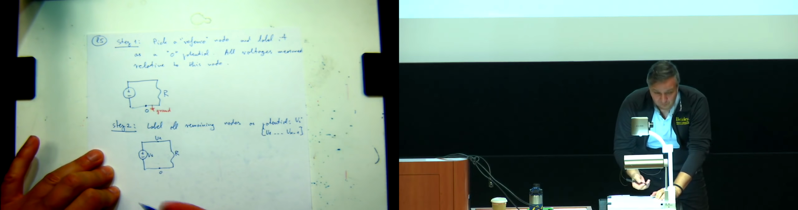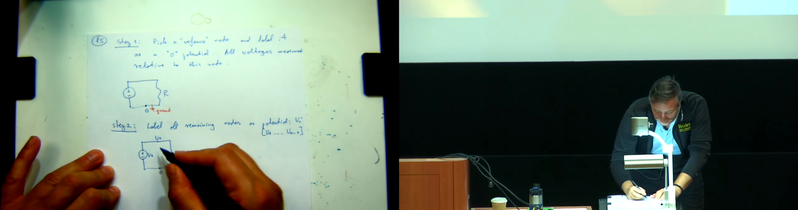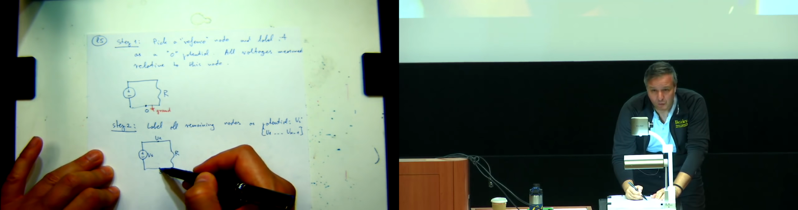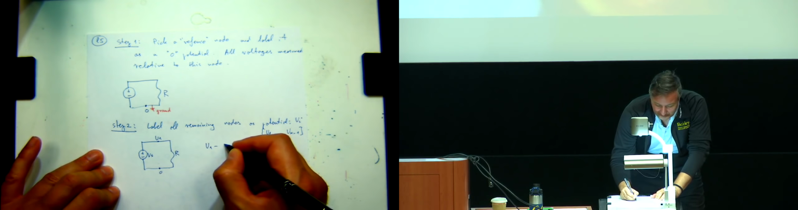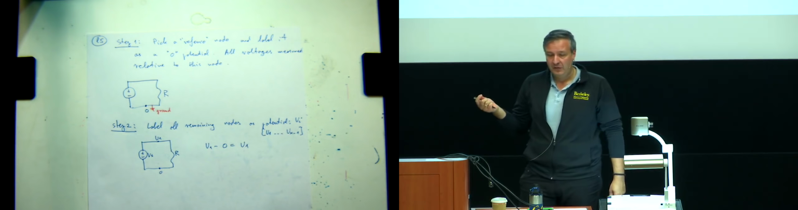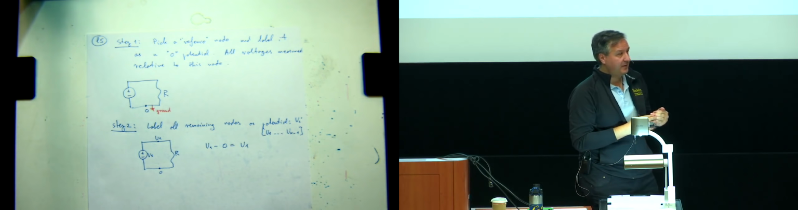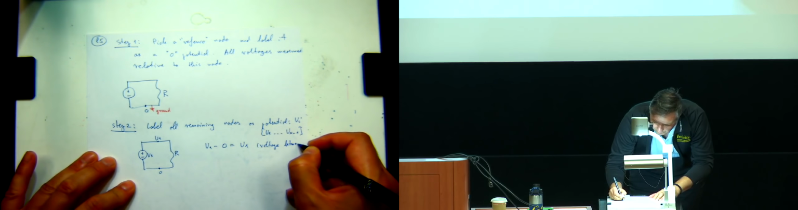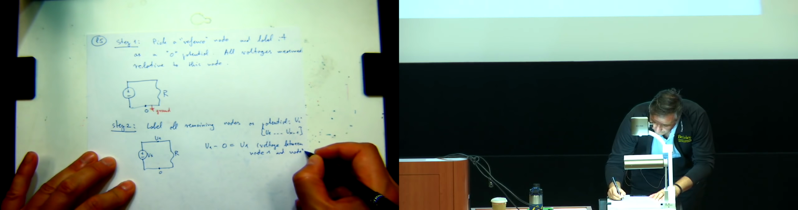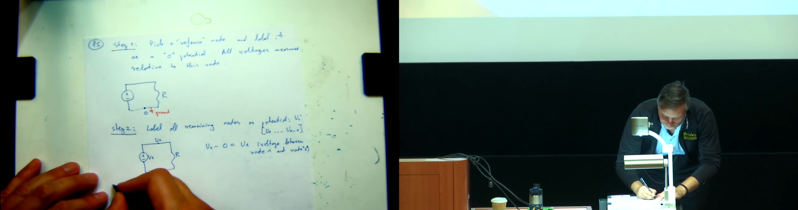And just so you see how convenient this is, if I was looking at a voltage between this node and this node, that will be U1 minus 0. Well, that's actually the same as that potential value, just because I defined some node as 0. So this is the voltage between node 1 and node 0.